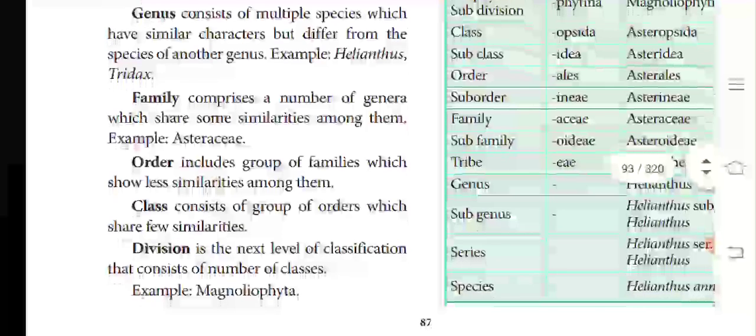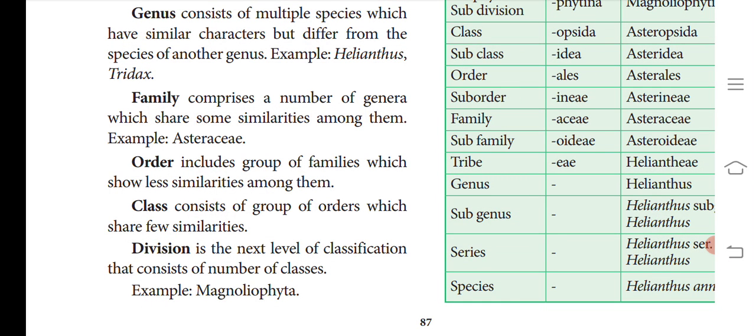So a number of genera put together form the family. So they will have similar characteristic features. Okay, so as you can see towards the right hand side, family name always ends with -aceae. Okay, so you will call it Asteraceae. Okay, so they will come under the family.